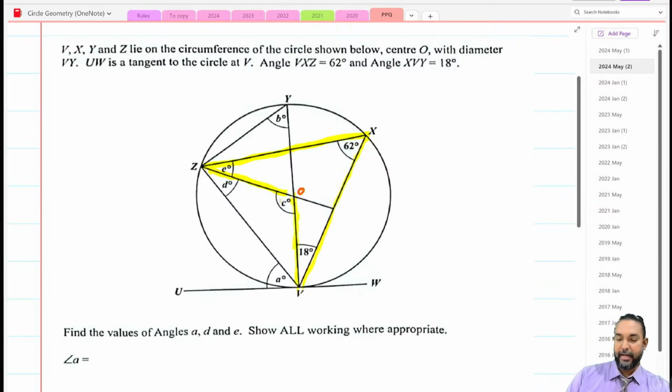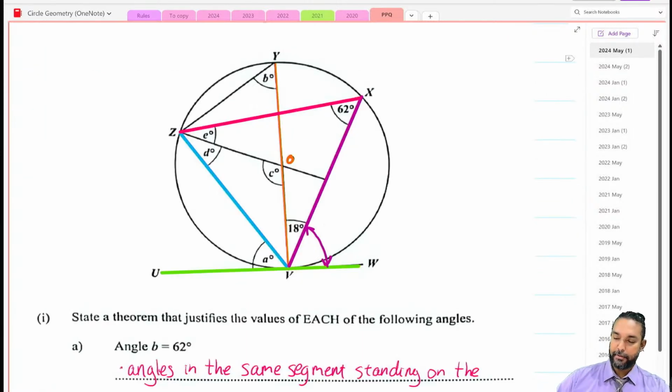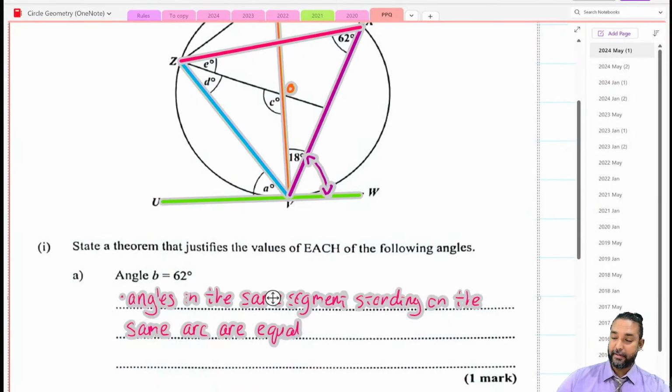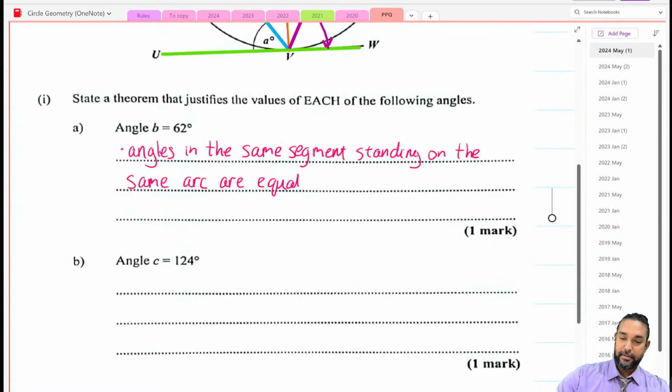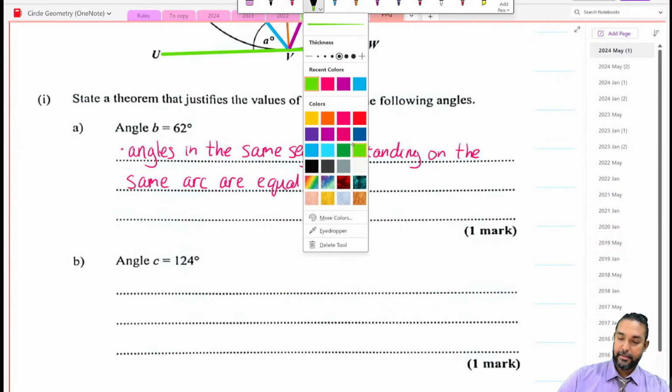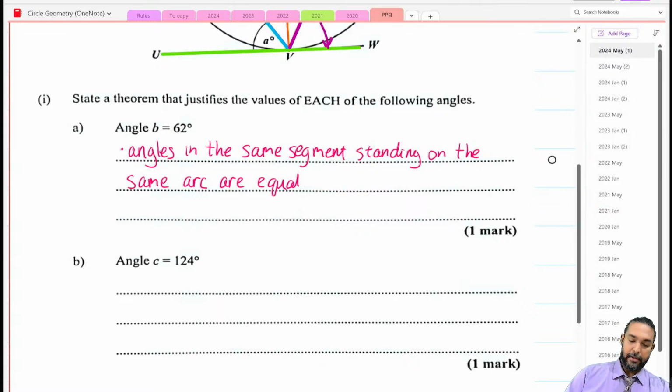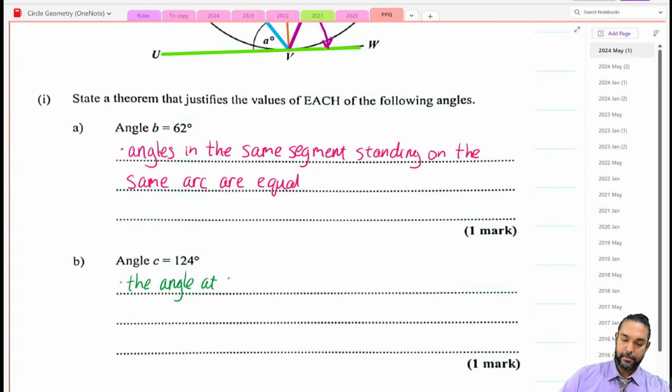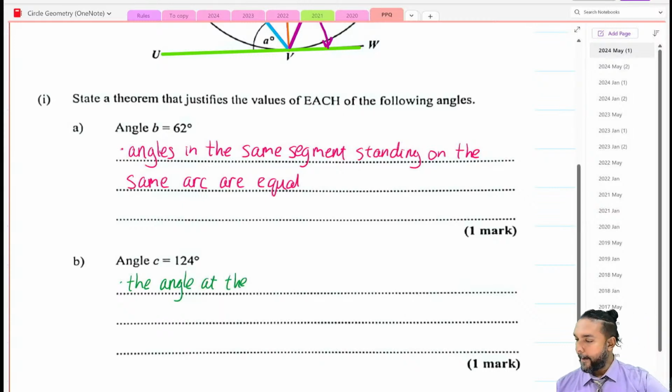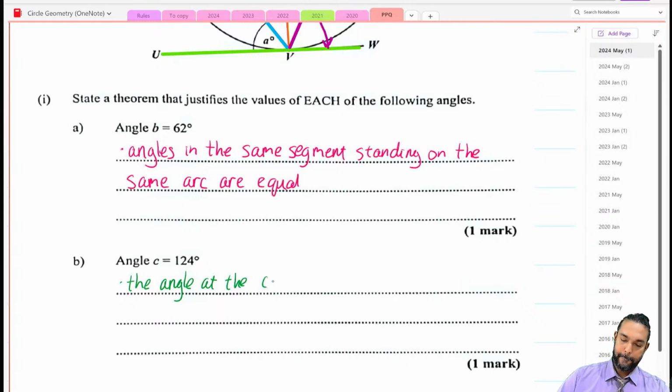Right, yeah. So the angle at the center is double the angle at the circumference. I could agree with that. Very good. Good spot. I almost didn't spot it there for a second. So yeah. Right, so this one is the angle at the center. It's double the angle at the circumference.